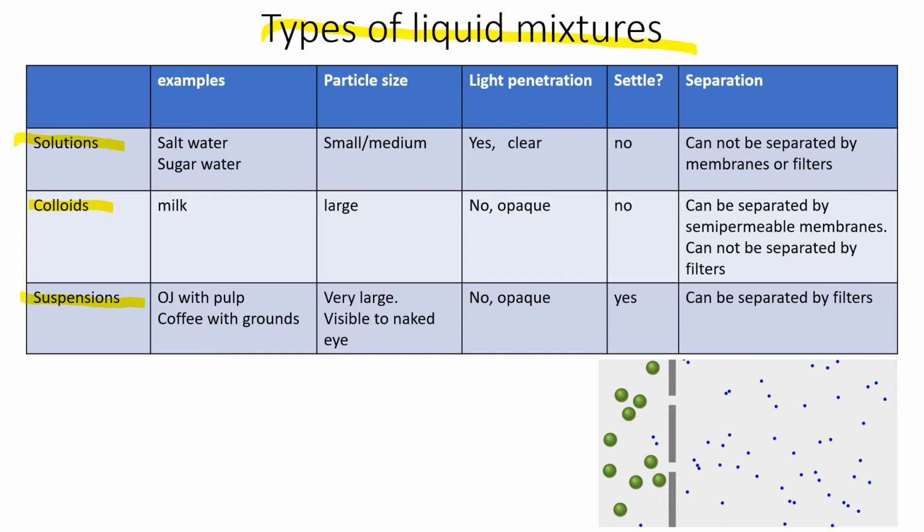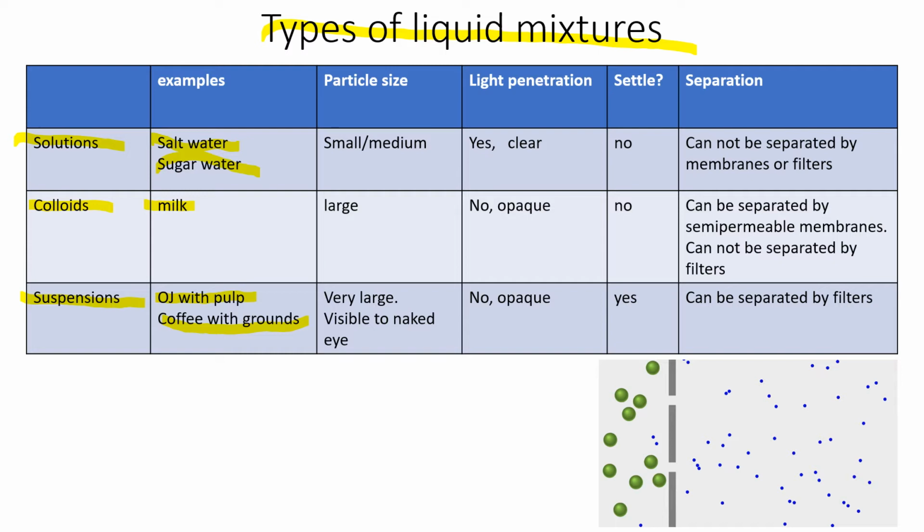Common solutions that you're probably familiar with are salt water or sugar water, as we've talked about before. A good example of a colloid is milk. For a suspension, orange juice with pulp is a good example, or coffee with the grounds still in it would also be a good example of a suspension. Now, the most important column in this chart is the particle size, because it's the particle size that differentiates whether you're going to get a solution, a colloid, or a suspension.